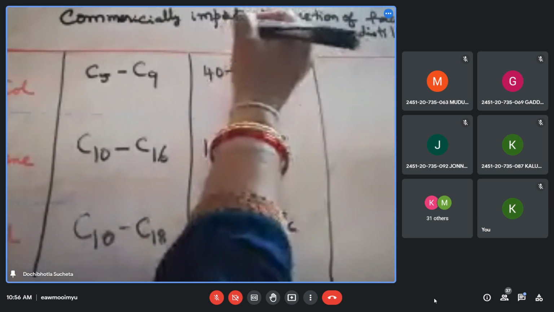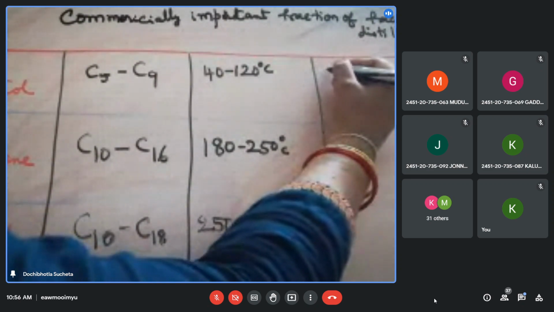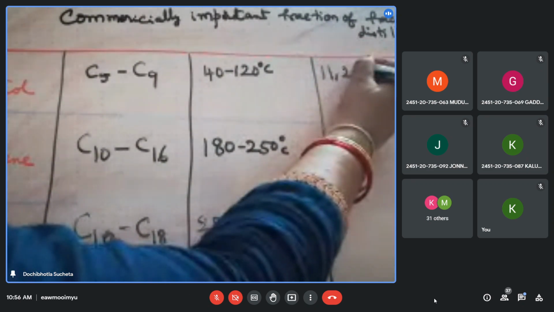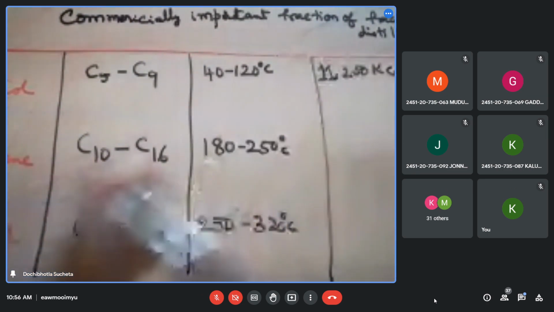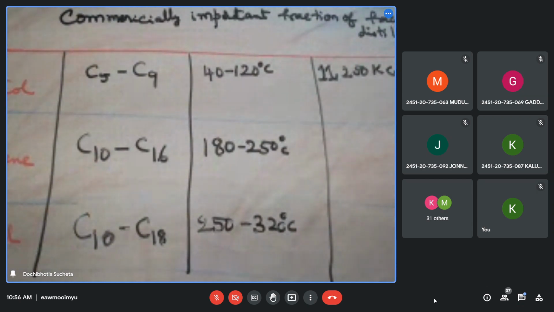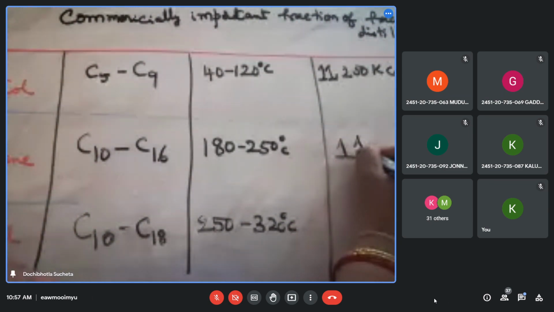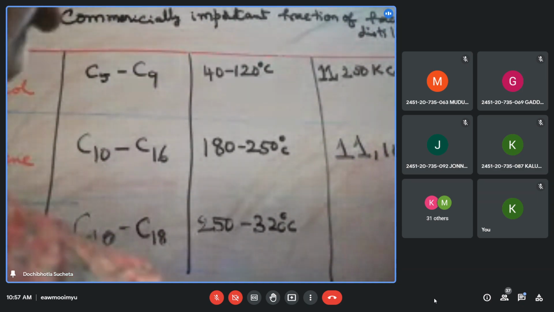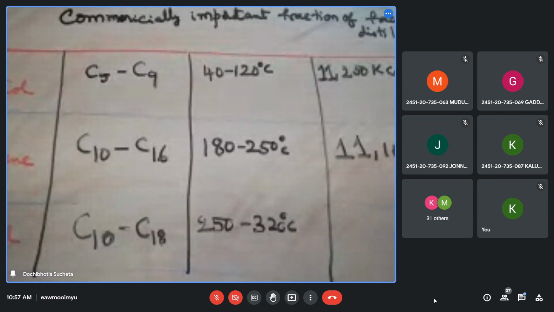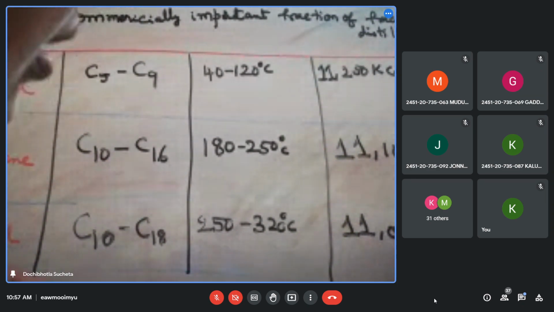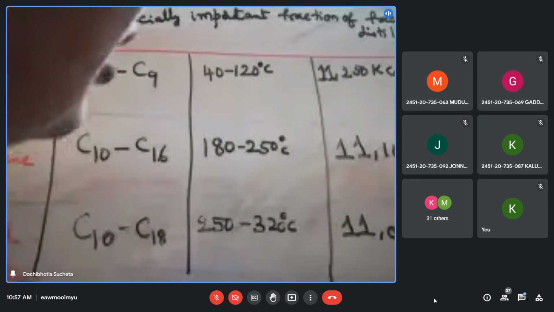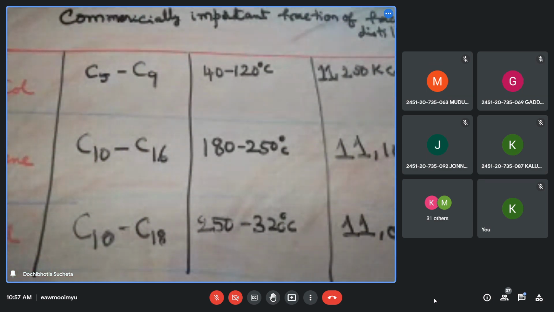Next, calorific value. Very important. The calorific value of petrol is 11,250 kilocals per kg. Whereas the calorific value of kerosene is 11,100 kilocals per kg. You should write this. Whereas for diesel, it is 11,000 kilocals per kg.